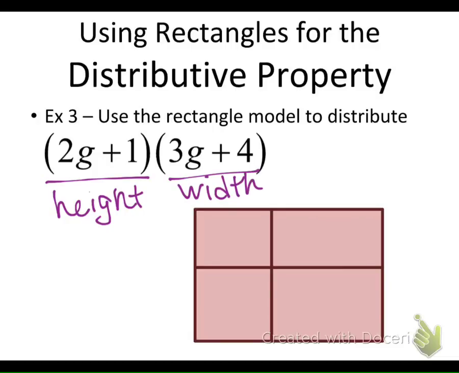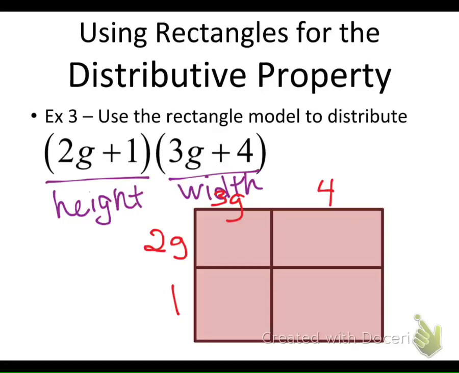So if 2g plus 1 is my height, where are those going to go, Nick? They're going to go on the side, right? Good. 2g and 1. And if 3g plus 4 is my width, where is that going to go, Brendan? On top. Does it matter that they're in order? It does matter. So where is the 3g going to go? The first one or the second one? First one. Good job. I was trying to trick you, and you didn't fall for it.